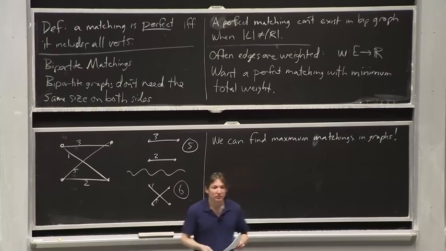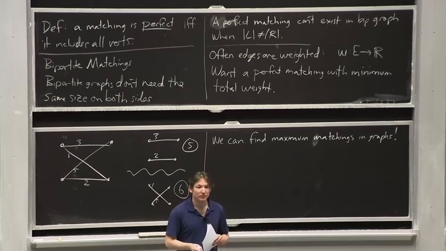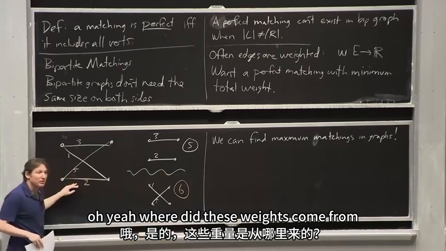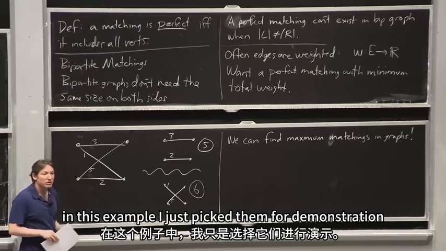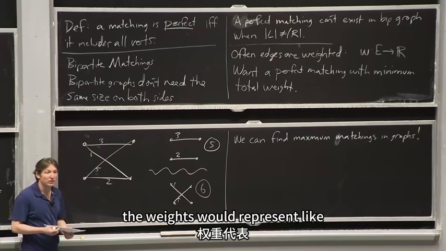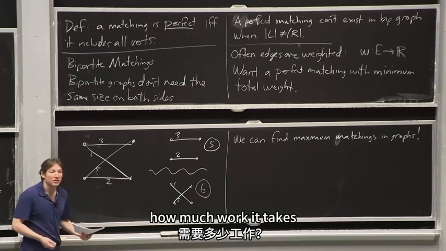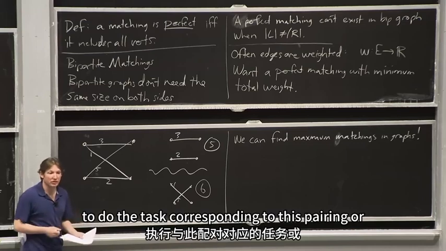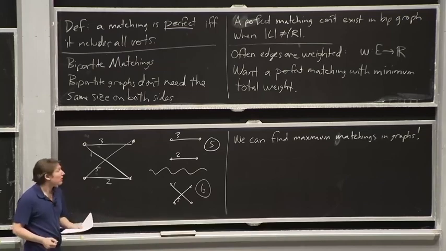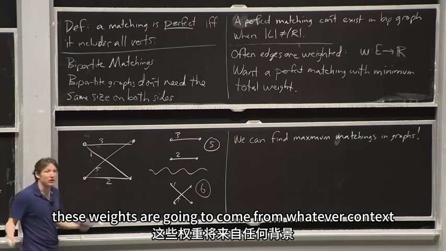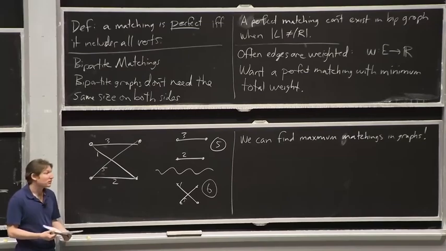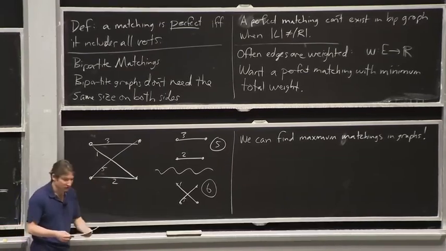A question about the weights. Are they just arbitrary? Like, did you just pick those, or did they come from somewhere? Yeah, where did these weights come from? These are just arbitrary in this example. I just picked them for demonstration. In a real-world scenario, the weights would represent how much work it takes to do the task corresponding to this pairing, or how expensive this is, or how desirable. So usually these weights are going to come from whatever context you're modeling and trying to optimize for. But yeah, in this example, I just picked them.